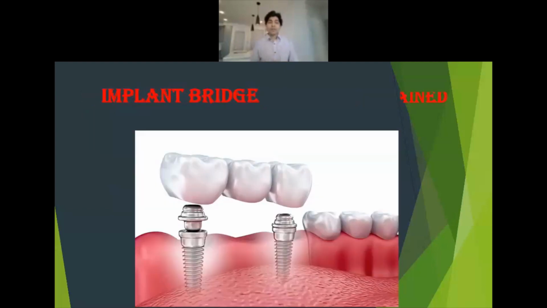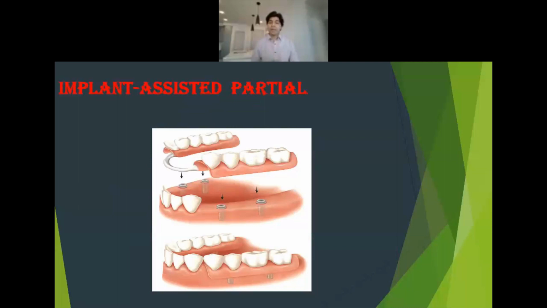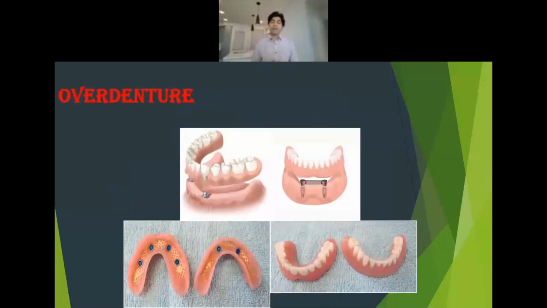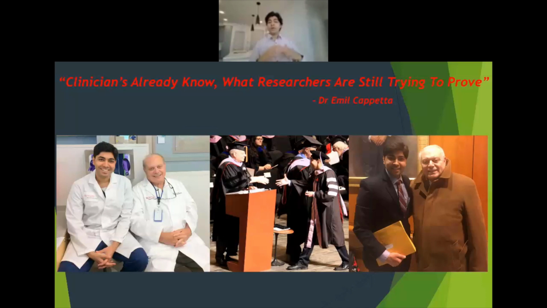So this is the next option in the restorative phase, the implant bridge, as you can see from the picture. Next will be implant assisted partials, and then we have hybrid. Hybrid could be fixed or removable. And the final one would be overdentures. Overdentures are basically dentures snapping onto the dental implants. So these are the overall guidelines.